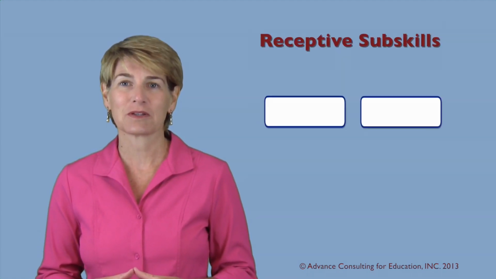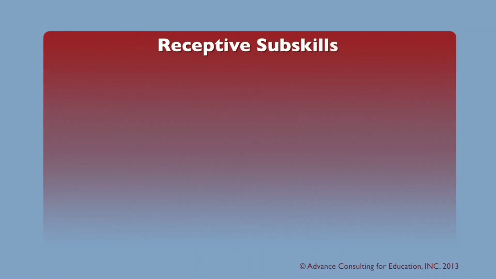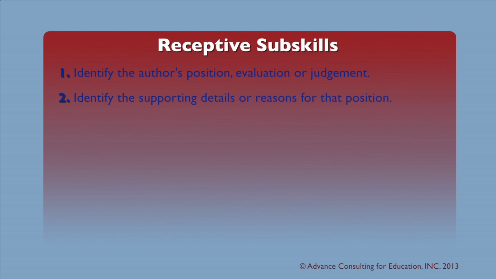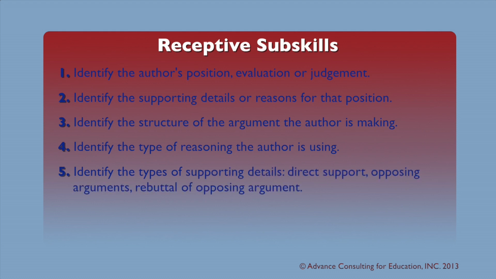The receptive critical thinking subskills, so the skills for when students are listening and reading, are as follows. Identify the author's position, evaluation, or judgment. Identify the supporting details or reasons for that position. Identify the structure of the argument the author is making. Identify the type of reasoning the author is using. Identify the types of supporting details. So are they direct support, opposing arguments, rebuttal of opposing arguments?